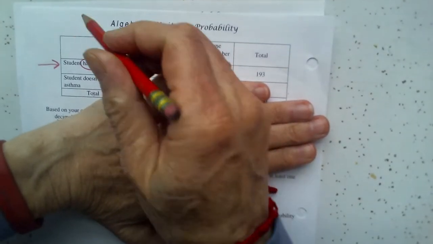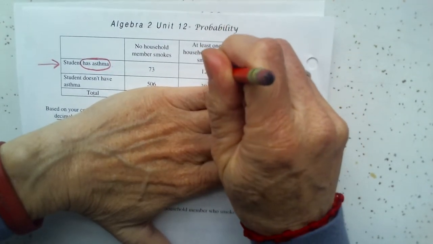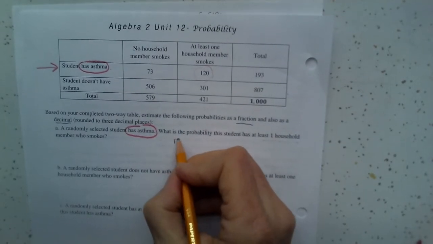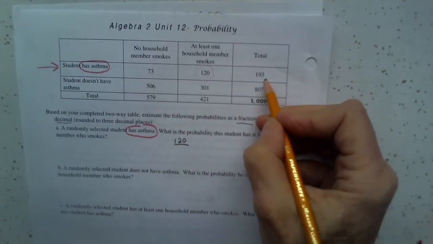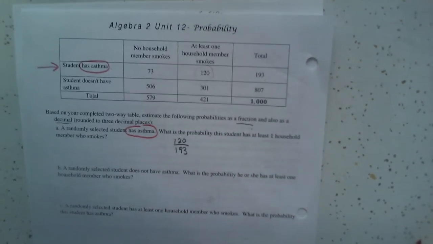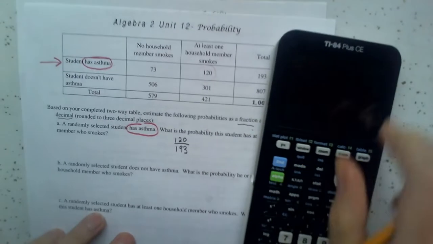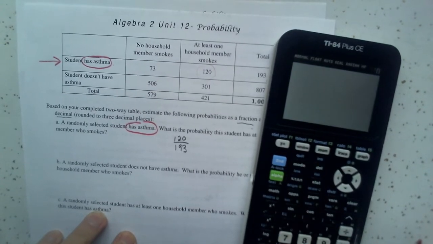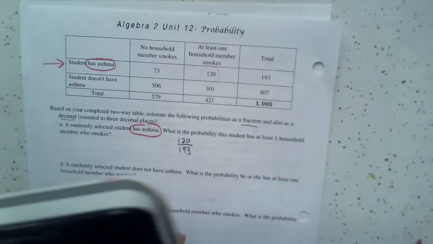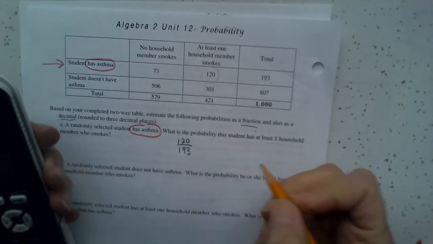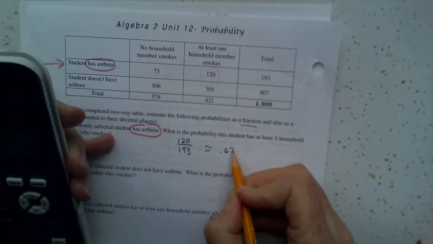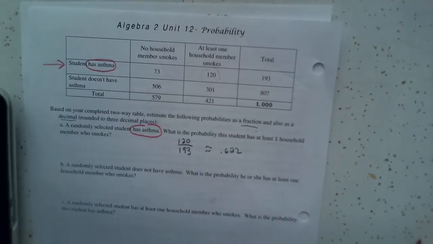What is the probability that this student has at least one household member who smokes? Well, you're looking at this row, at least one household member who smokes. There are 120 of those people. So 120 divided by the total number of people who have asthma in the school, 193, and that is the fraction probability. Then all you have to do is grab your calculator, and you can divide 120 by 193, and your calculator should tell you 0.622 rounded correctly. So that's approximately equal to 0.622 because a 7 changes the 1 into a 2.